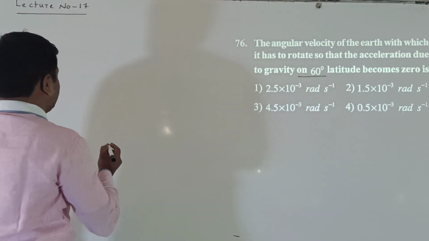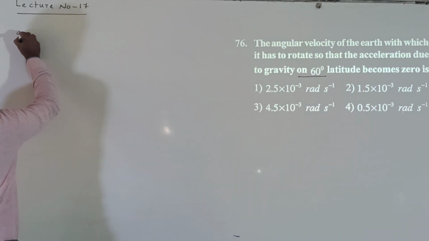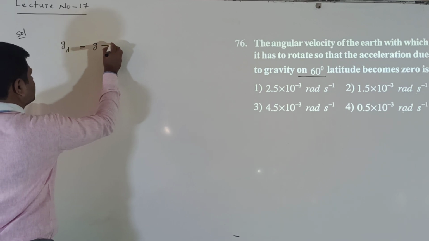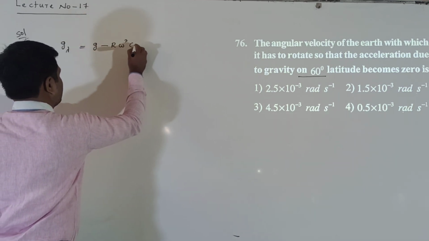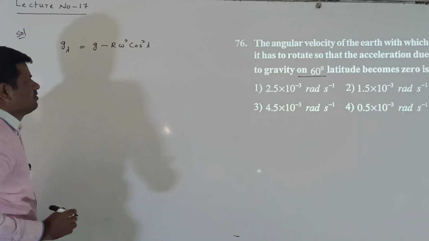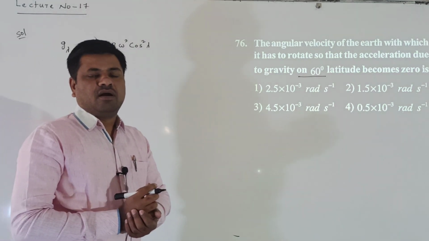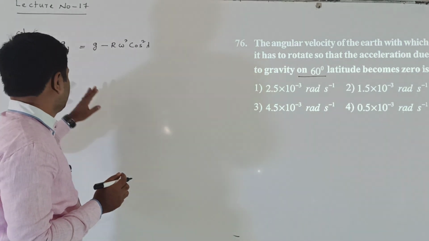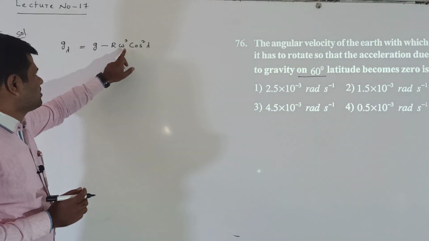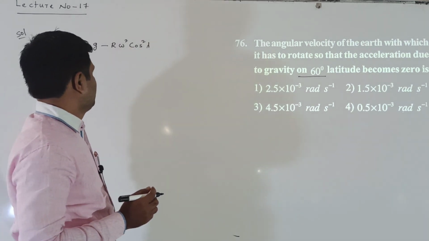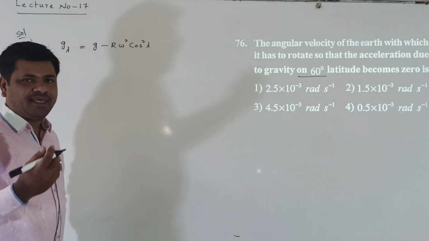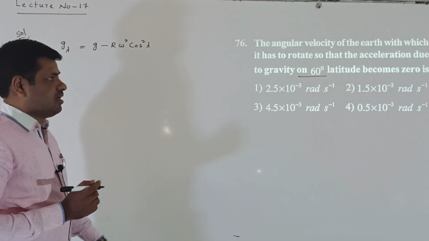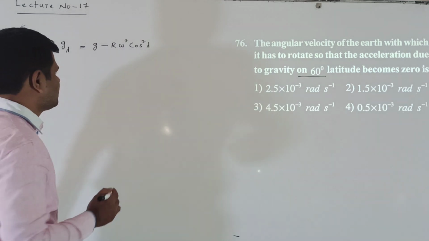We know that the acceleration due to gravity at latitude formula is g lambda equal to g minus r omega square cos square lambda. This is the formula for acceleration due to gravity at latitude lambda. Here lambda means angle, and that value is already given as 60 degrees.